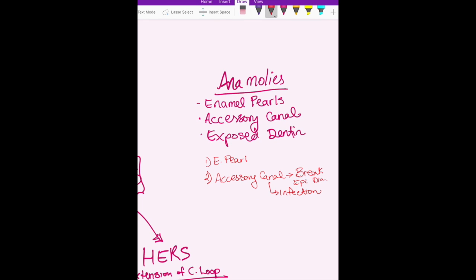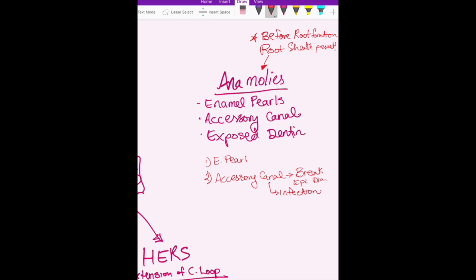So what's important is that before root formation, the root sheath must be present. And if there's any kind of interruption, that's what leads to these anomalies. So that is it for root development.